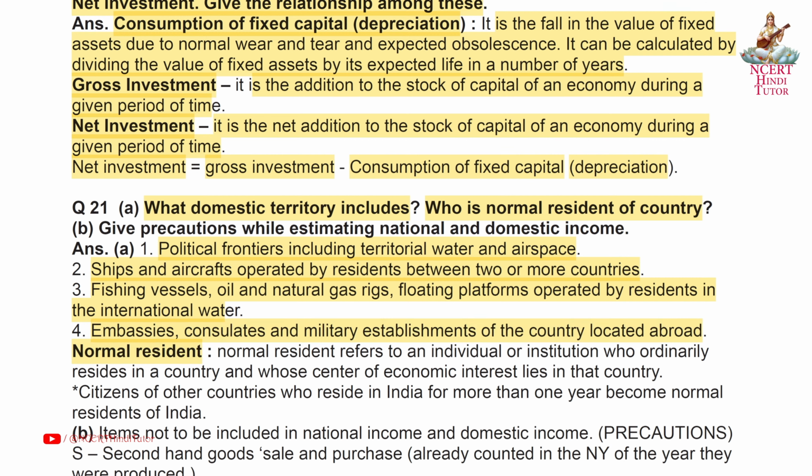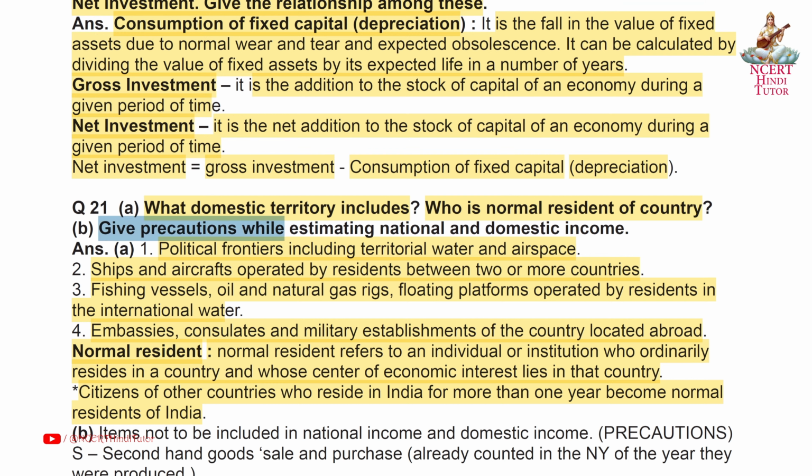Normal resident. A normal resident refers to an individual or institution who ordinarily resides in a country and whose center of economic interest lies in that country. Note: citizens of other countries who reside in India for more than 1 year become normal residents of India.